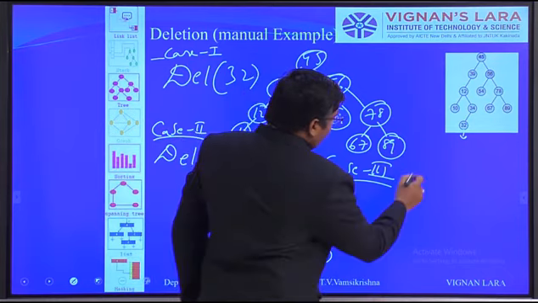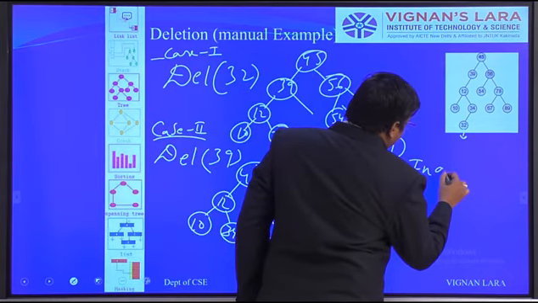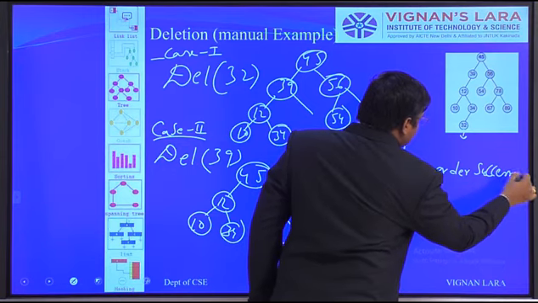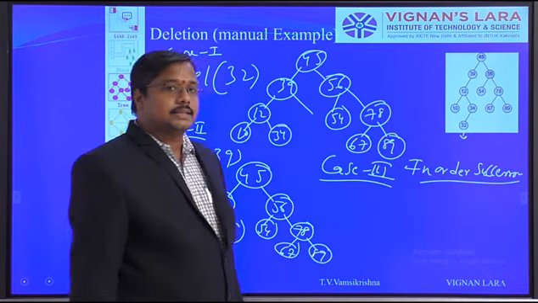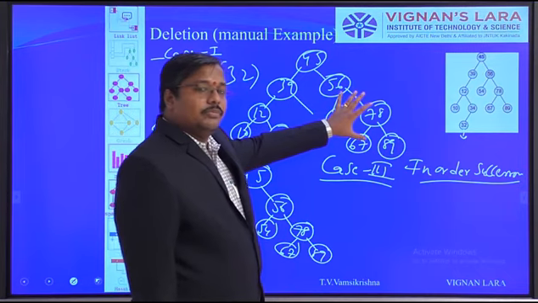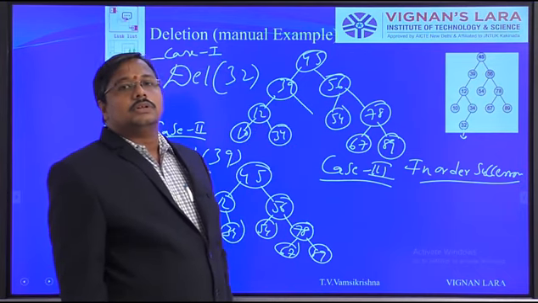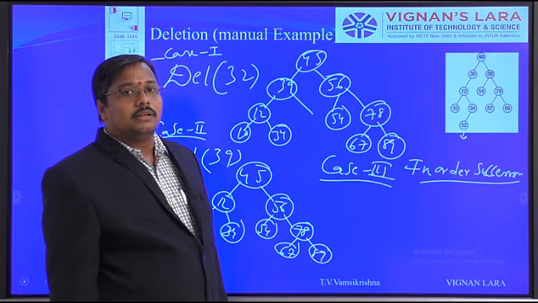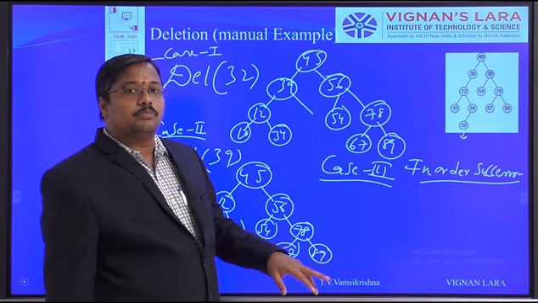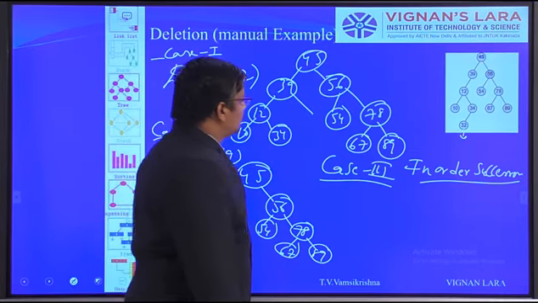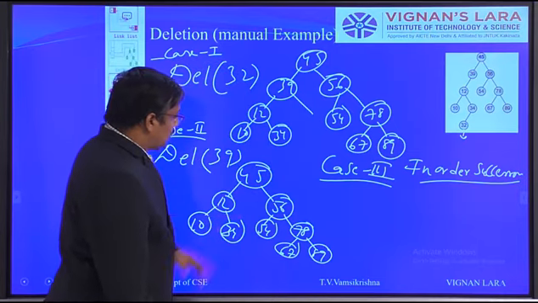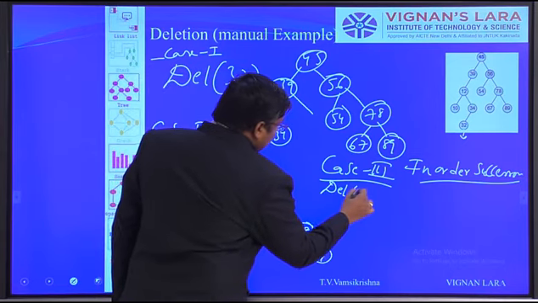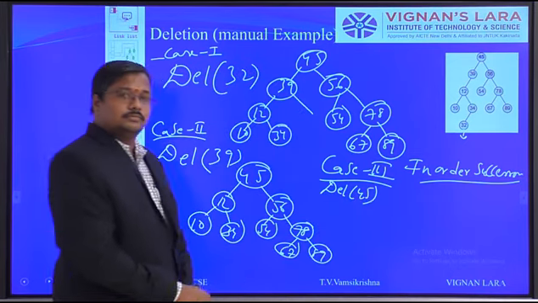So, here, one concept is in-order successor. We need to find out in-order successor. What is in-order successor? In the right subtree, minimum element. In the right subtree, find out the minimum element. Okay, and we are moving that element into the root node position. Say for example, this is our tree. I want to delete 45.